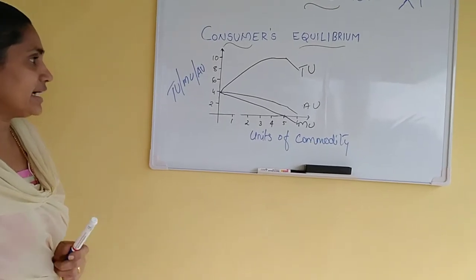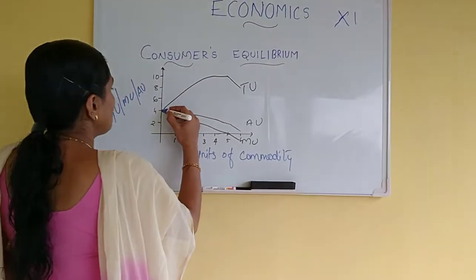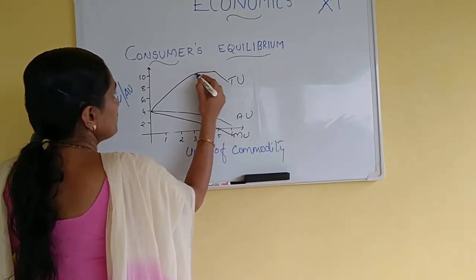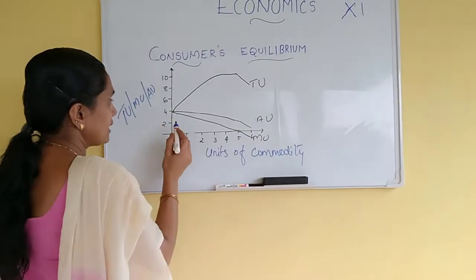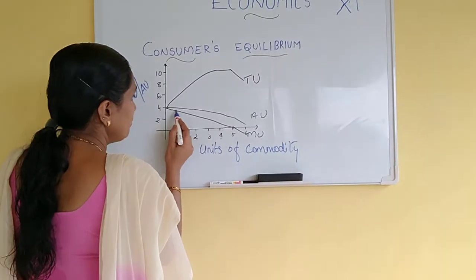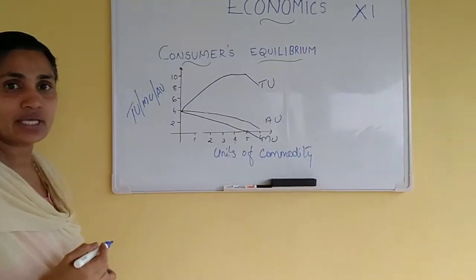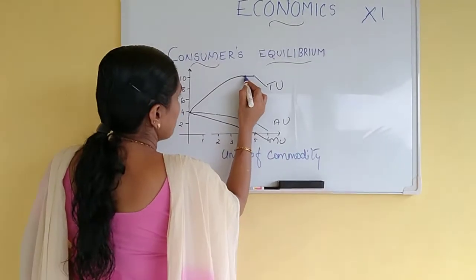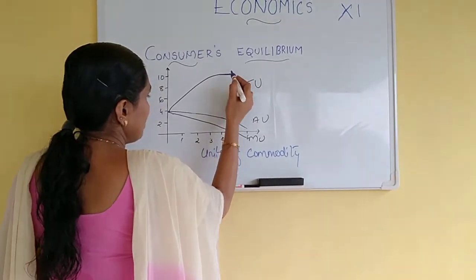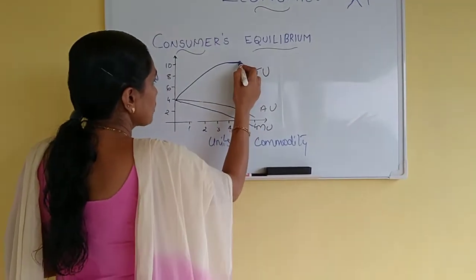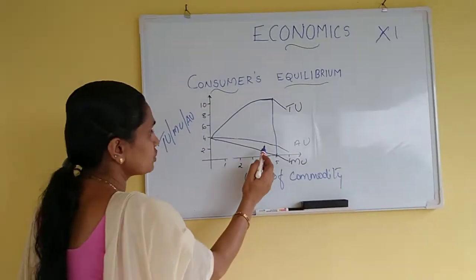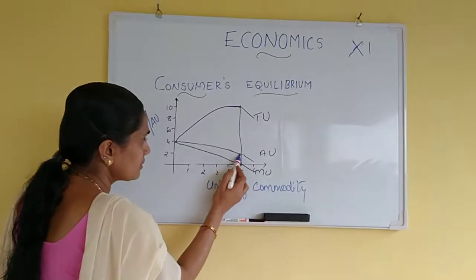Here we can see that total utility is increasing at a decreasing rate. This is total utility. At that time, AU and MU are decreasing. Then, where the TU is maximum and constant, at that level MU becomes 0. Marginal utility is decreasing.